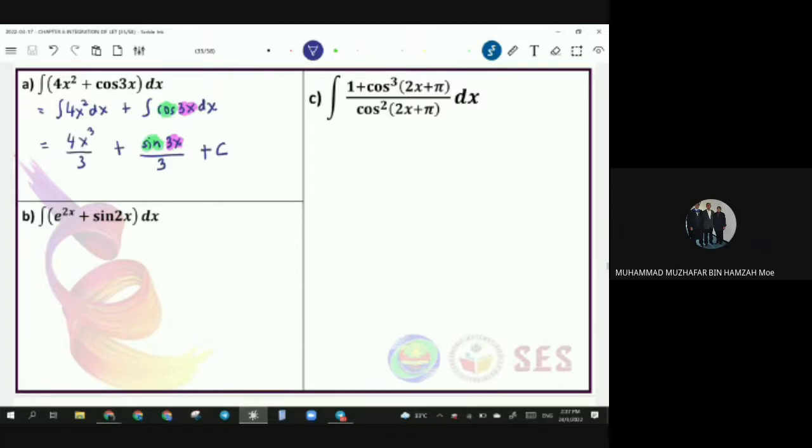And again, we got here more than one term. We got exponential and trigo. So we can choose to split the integral if you want to do so. Kalau tak split pun tak apa. Means like you can integrate straight away. Okay, so integrate sine to x dx.